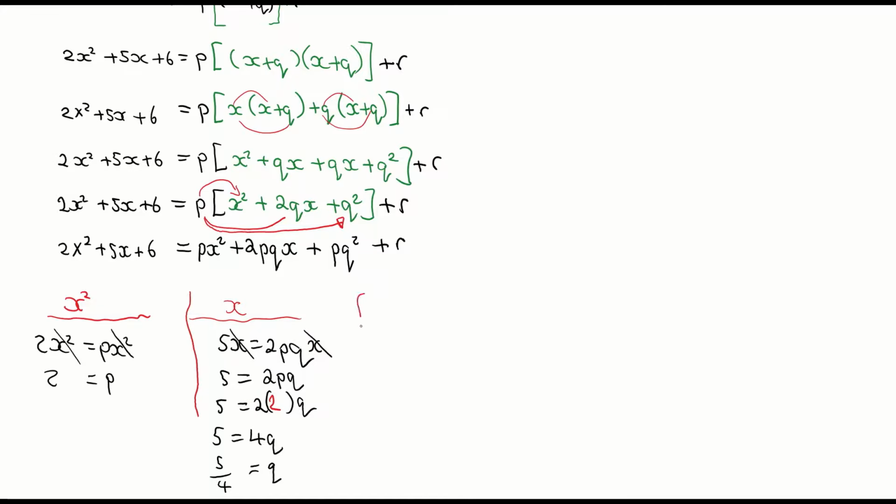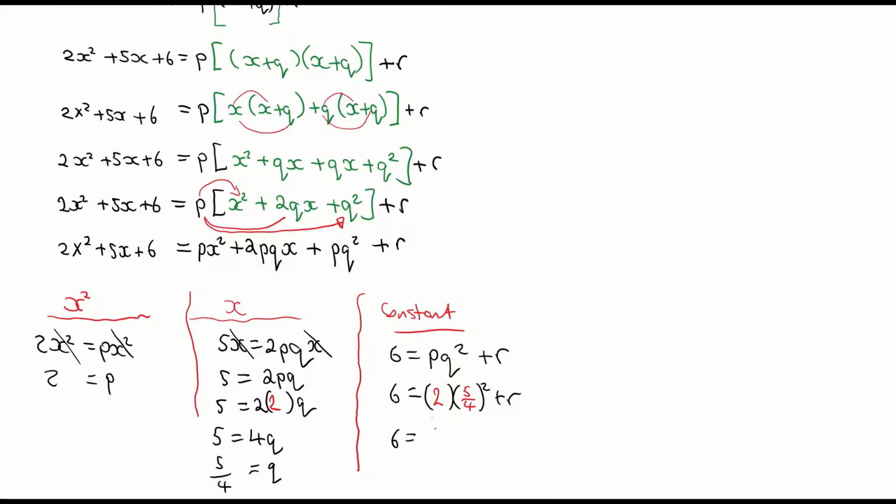And now we're going to come over and we're going to find our constant. And that is giving us 6 is equal to pq squared plus r. So we're trying to find r in this case. So 6 is equal to p times q squared plus r. I'm going to substitute in my p, which is 2, and I'm going to substitute in my q, which is 5 over 4. And when I work that out, I get 6 is equal to 2 times 25 over 16, which is 50 over 16, plus r.